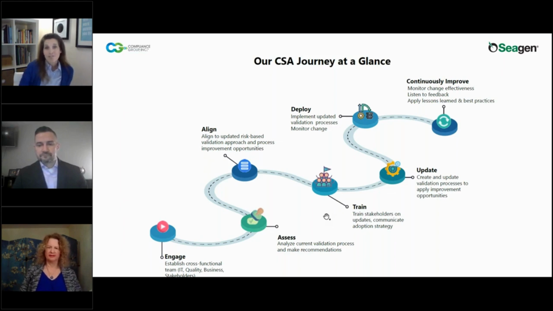We did then actually have to update the framework. So all of the procedures, the work instructions, the job aids. We did create several new processes to expand our framework, and then updated several processes as well to apply those recommendations to implement those CSA concepts. And then we did deploy.